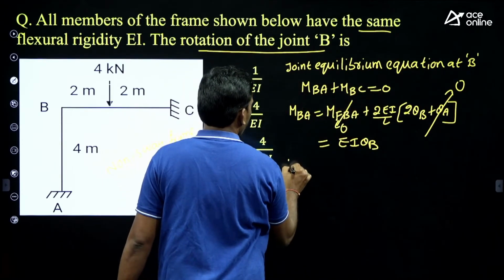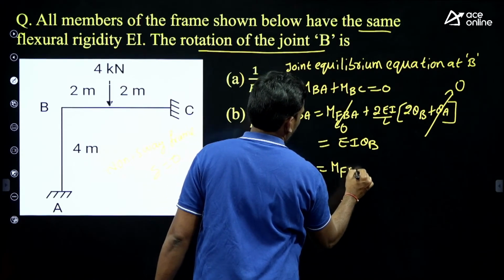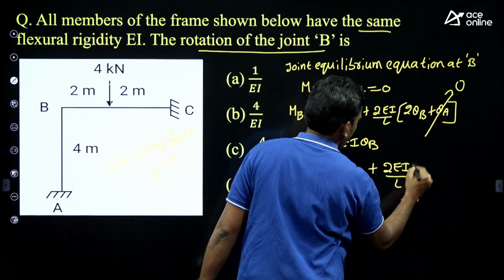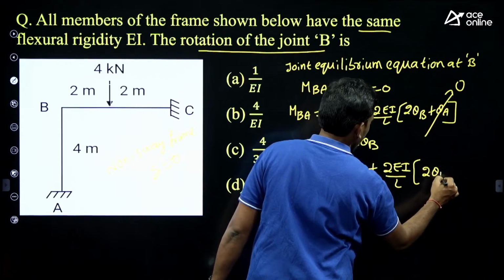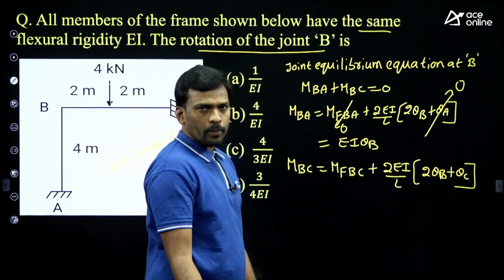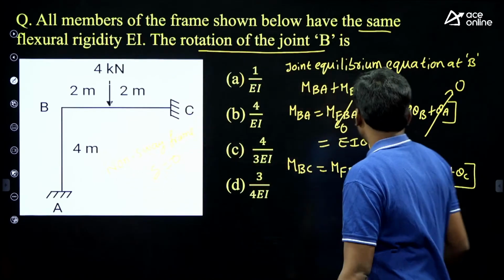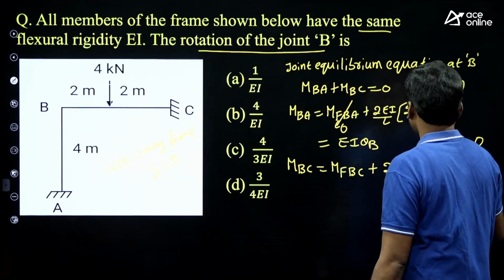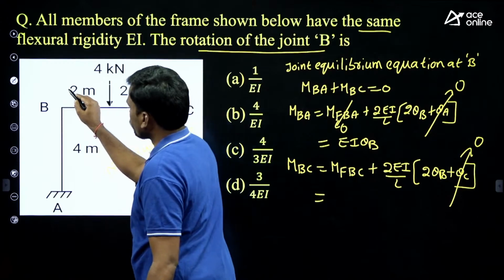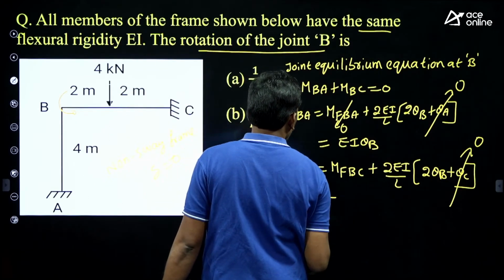Similarly, write the slope deflection equation for member BC. This is MFBC plus 2EI by L times 2 theta B plus theta C minus 3 delta by L, but delta equals 0. Support C is a fixed support, so the slope at C is 0. And what is the fixed end moment for member BC? This is anti-clockwise, right? So what is the formula?